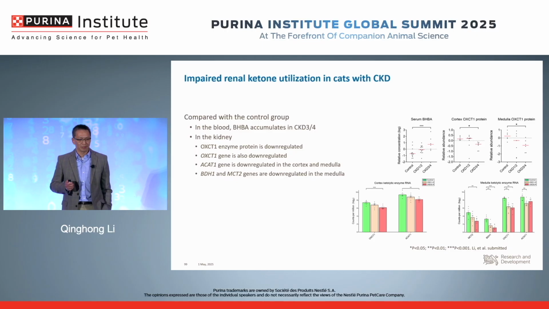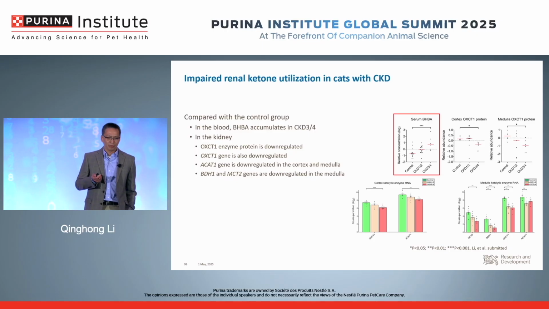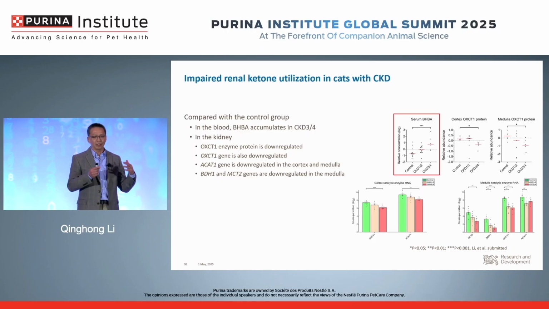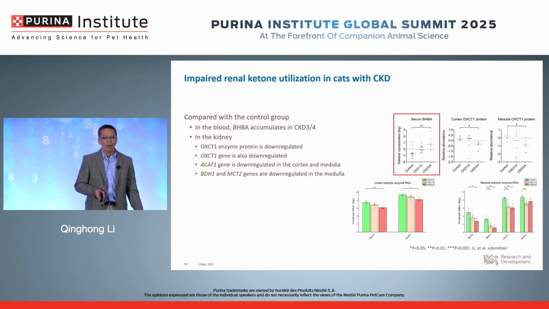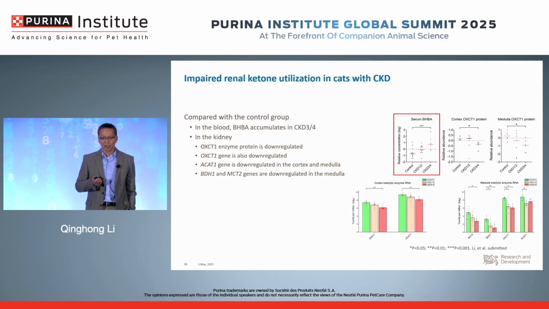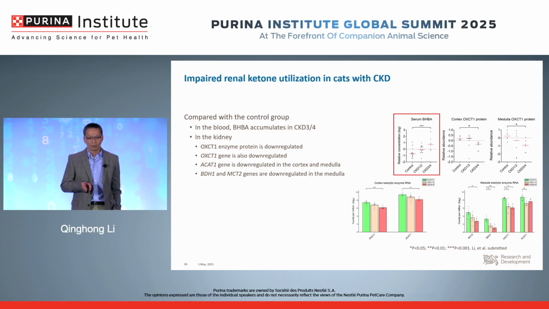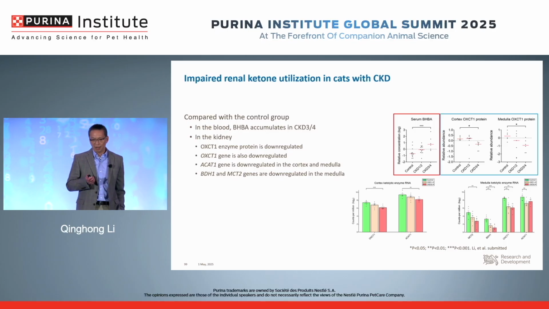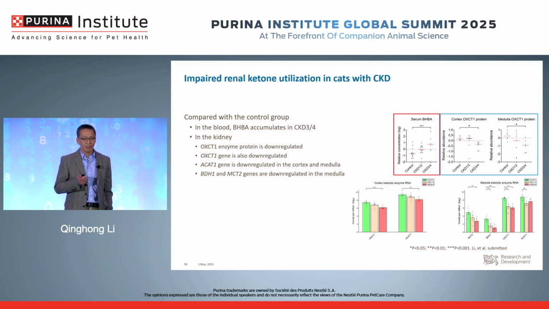Next slide, we're going to look at the gene and protein expression changes of these key enzymes in ketone metabolism. First, let's look at the blood. We compared the CKD groups with the control, and we found that the ketone level is accumulated in circulation in CKD 3-4. And this is the protein expression. OXCT1, the rate-limiting enzyme, has its protein level downregulated in both the cortex and the medulla in CKD 3-4.